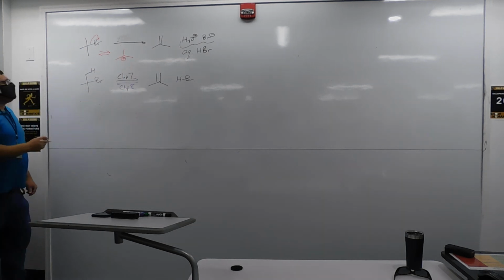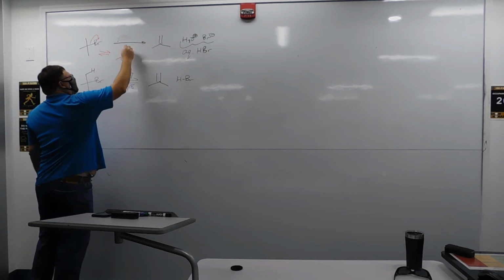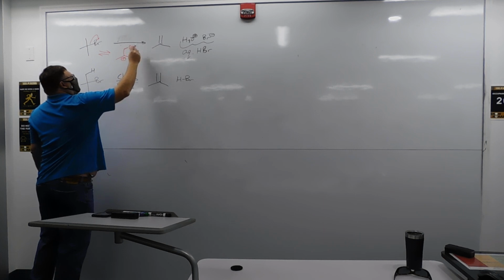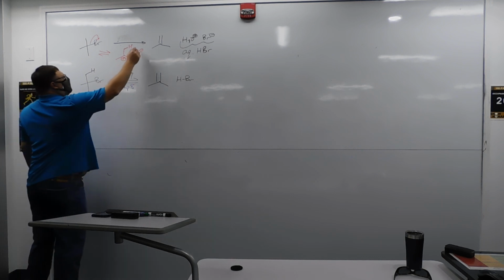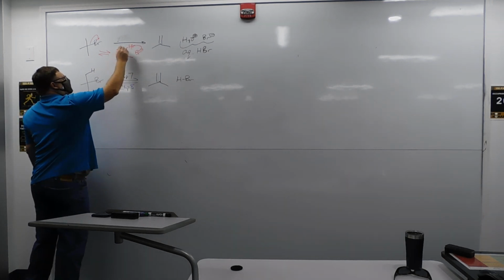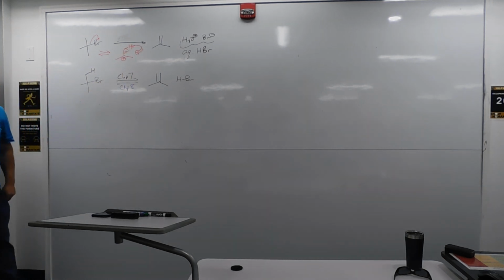Right, so the bromide leaves and you get a carbocation. So the bromide leaves, you get bromide ion and carbocation. And then to get to the alkene, bromide takes the H, and the C-H electrons make a pi bond. Right?